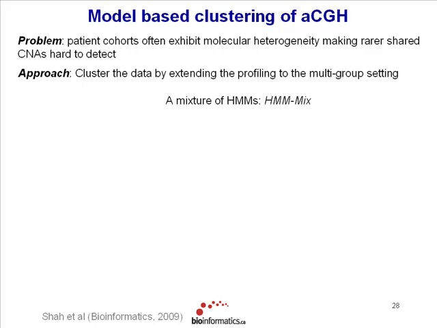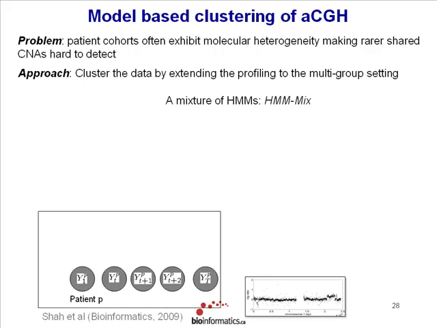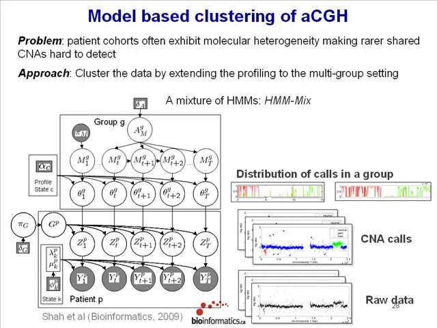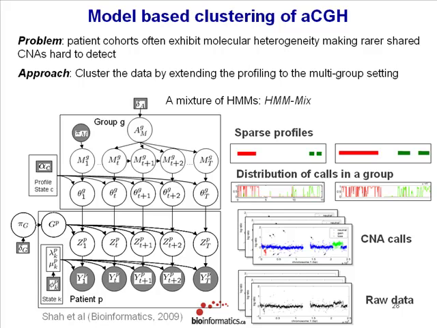So here's just an example, and I'm going to show you a model-based approach to clustering array CGH data that really illustrates all these concepts. Just ignore this model on the left because I think it'll be confusing, but just look at the part on the right. So let's say we have a set of array CGH samples, and we want to cluster them into a set of groups. One thing we could do, if there are recurrent alterations in one group versus a different group, is try to detect those.